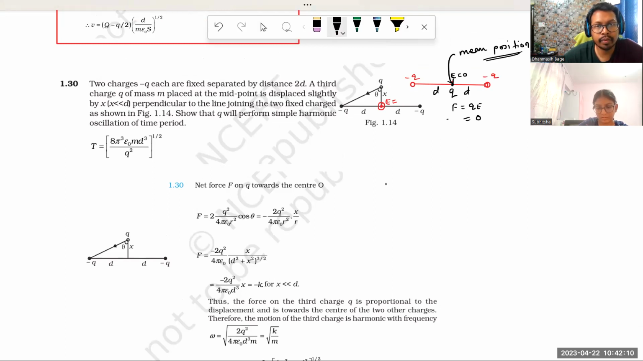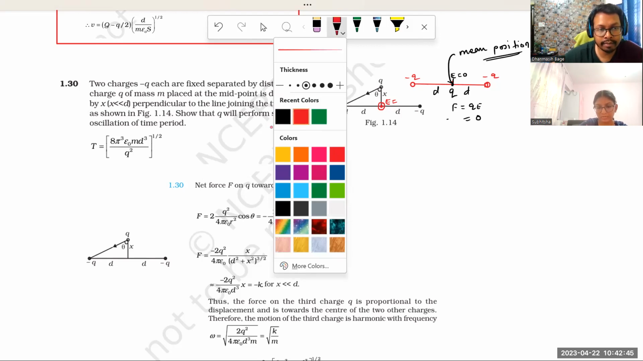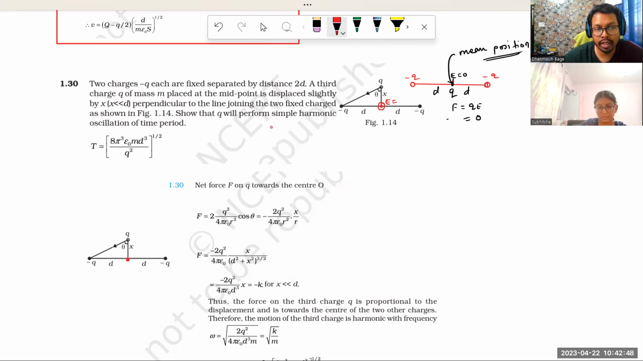A third charge Q of mass M placed at the midpoint is displaced slightly by x, where x is much less than d, perpendicular to the line joining the two fixed charges, as shown in figure 1.14. Show that Q will perform simple harmonic oscillation of time period... So you need to find out the net force acting on the charge when it is displaced from it. Here we know for sure that if the charge is at the mean position, the net force is zero.